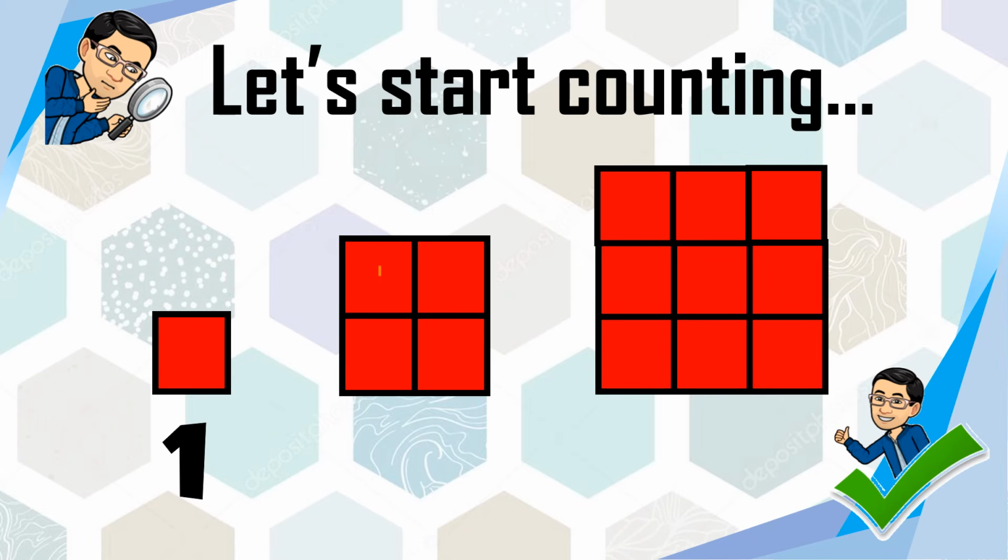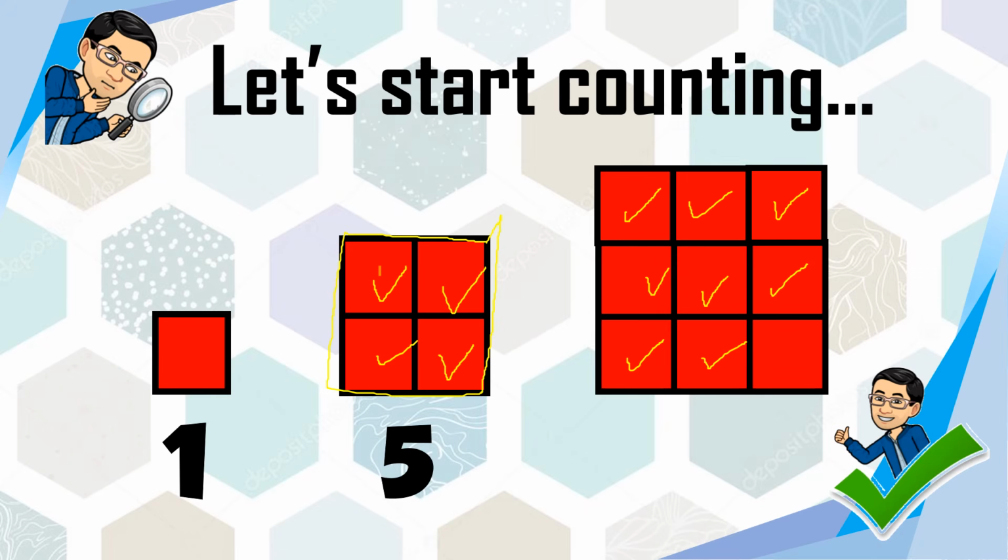Pero sa pangalawa, kung titignan natin siya, so, ang bilang ng square ay 1, 2, 3, 4, and then yung mismong kabuuan na square, which is a 2 by 2 square. So, ilan ang total squares na meron tayo sa figure na yan? That is correct, 5. Next, on the third figure, so, bibilangin natin yung mga 1 by 1 square muna. So, 1, 2, 3, 4, 5, 6, 7, 8, and 9.